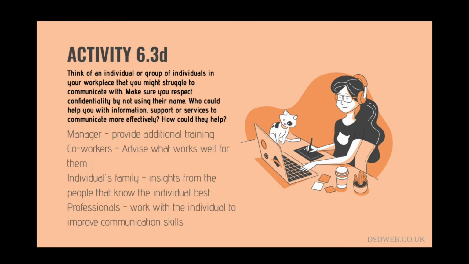Next, you are asked to think about an individual at your workplace that you struggle to communicate with. This could be a service user or a co-worker. Who could help you to improve communication and how could they do this? So, for example, you may care for an individual that often ignores you when you try to converse with them. You may speak to your manager or more experienced co-workers who may be able to provide advice about how they communicate with the individual from their own experience.